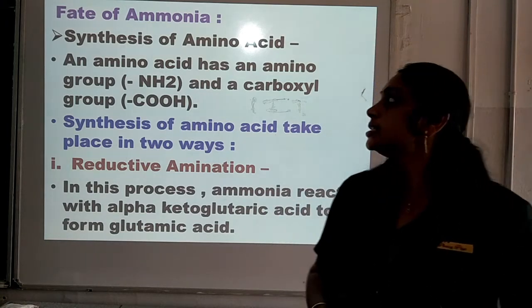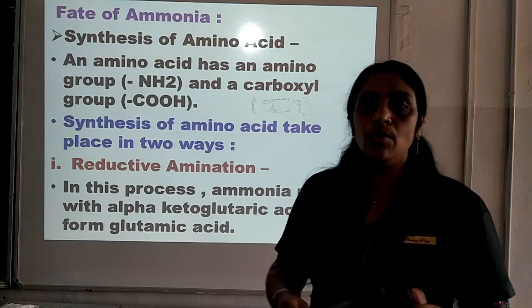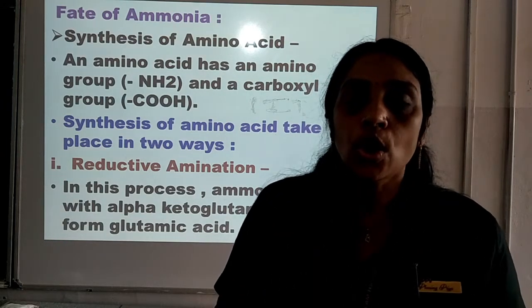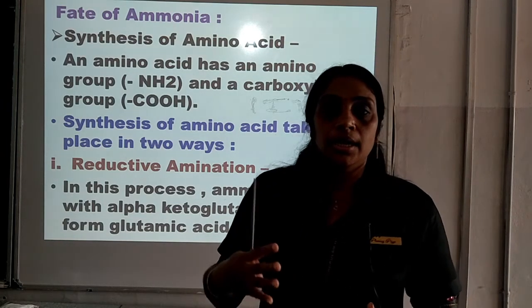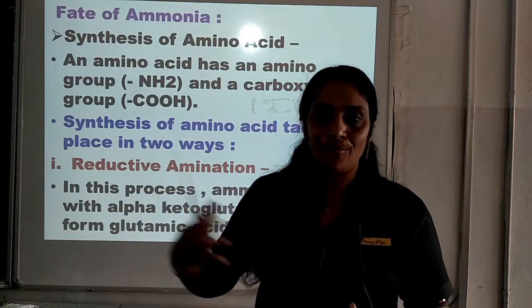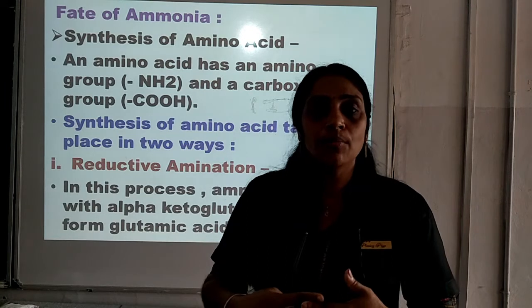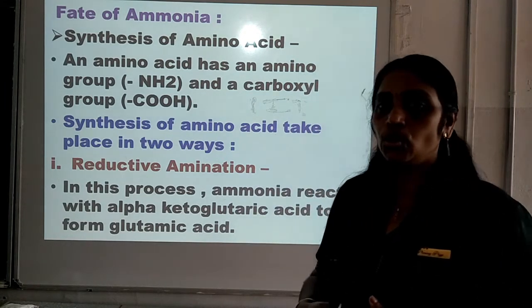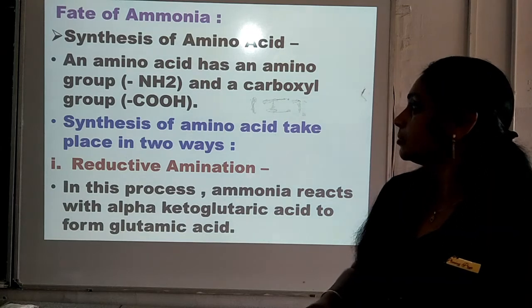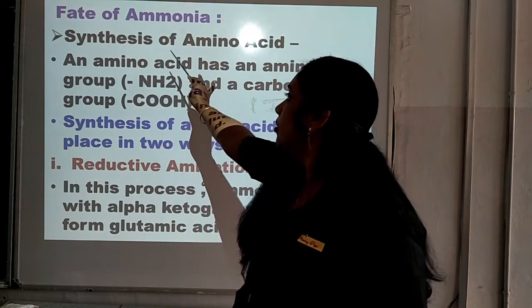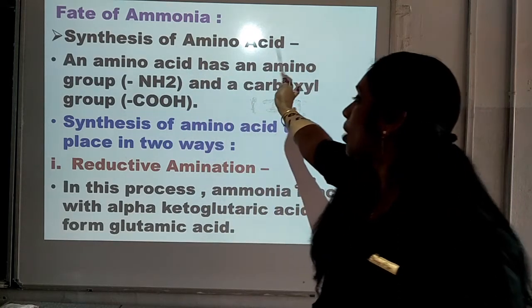Now, next is the fate of ammonia. The ammonia which is formed there is not directly absorbed by the plant. It has to be converted to some other form. Then only will the ammonia be taken up by the plant for its growth and development. The other form is that it will be synthesized, or we can say the synthesis of amino acids.